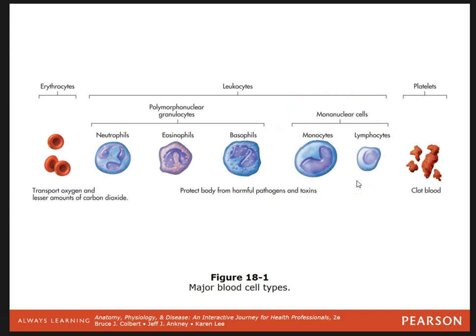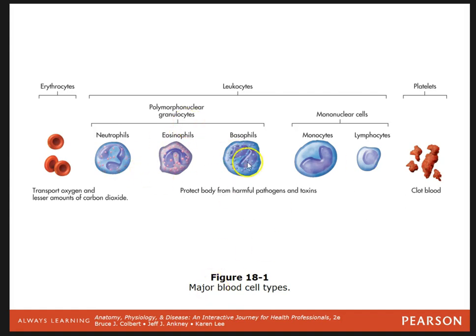They are the kind of first responders, if you will. They're the front line of the army. They go out to see what's going on, especially these monocytes. They tend to be macrophagic, going out to try to figure out what's causing an infection. Lymphocytes are part of the white blood cells that are used with the lymphatic system.